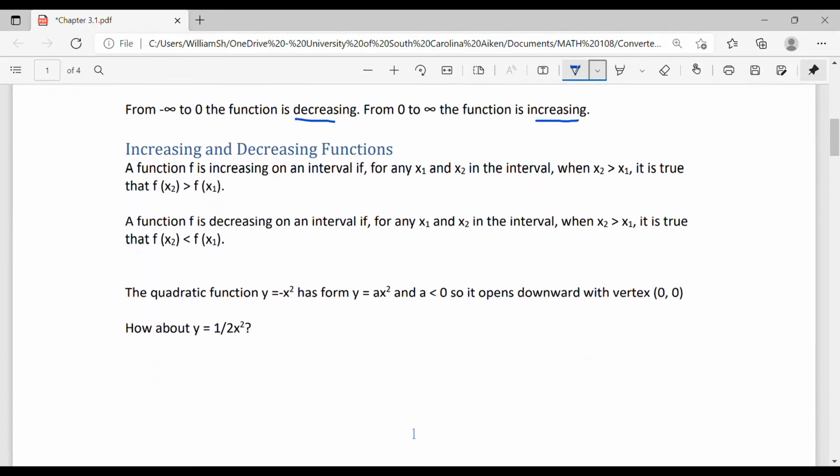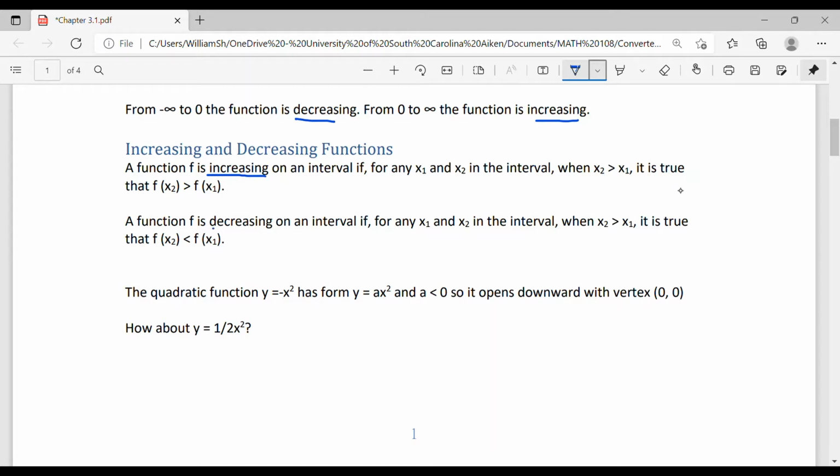So, we'll get a little more specific with increasing and decreasing functions. A function f is increasing on an interval if for any x1 and x2 in the interval, when x2 is greater than x1, basically we're going from a smaller number to a larger number, it is true that f of x2 is greater than f of x1. So if it's increasing, basically what we're saying is as the x increases in size, the y also has to increase in size compared to the previous y.